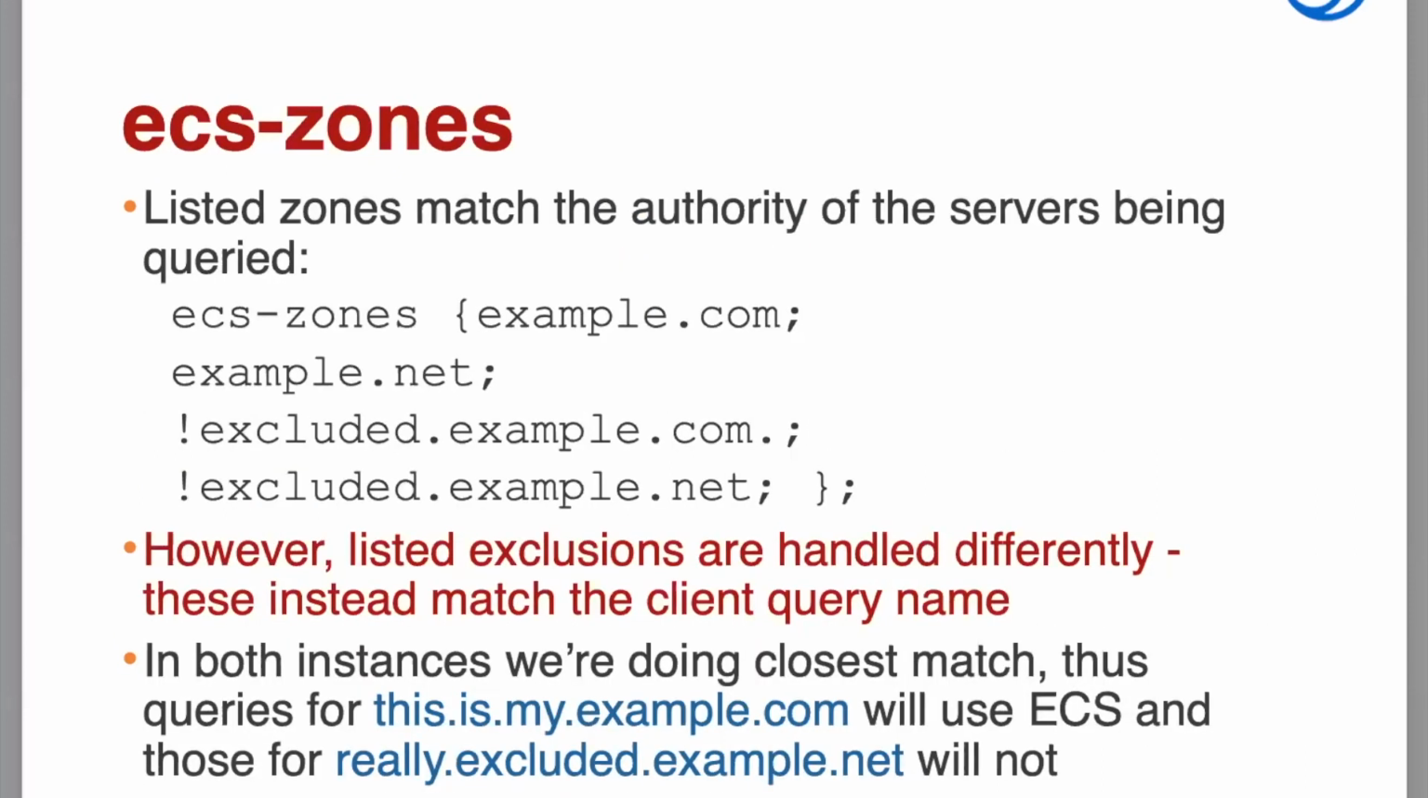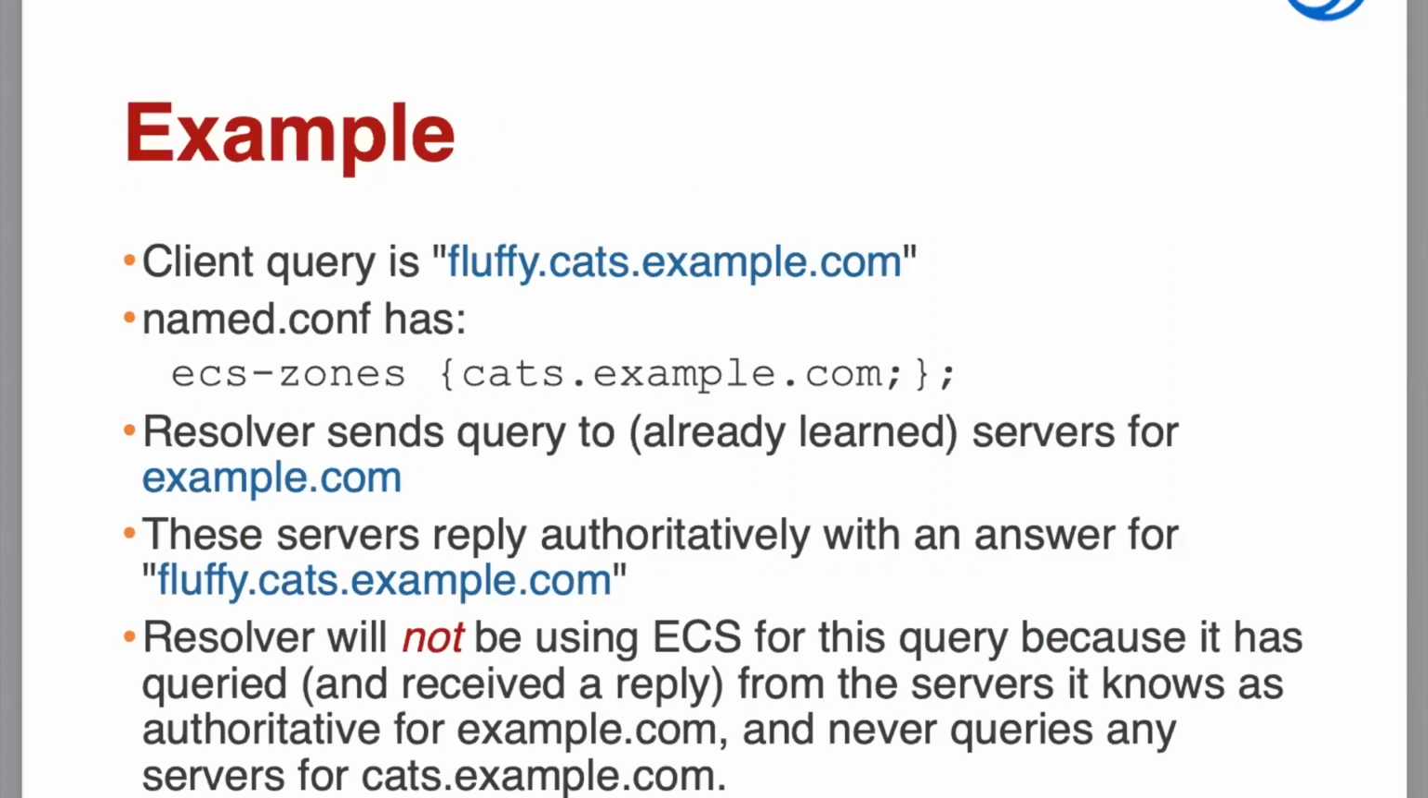Kathy, is that because the answer was already in cache? No, it was because the server for example.com is also authoritative for cats.example.com. So as I was working to find the server to query, I sent my query to the servers that I knew that the NS records that I had were for example.com, and example.com is not included in ECS zones. So I didn't add ECS to that. And I never got anywhere near querying any servers for cats.example.com because I got the answer directly from example.com.